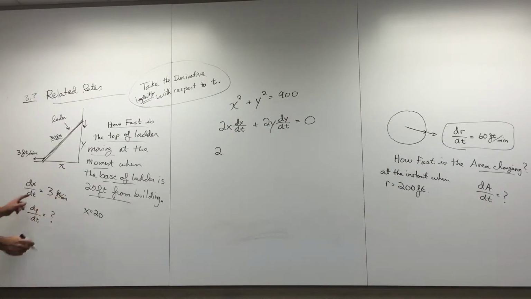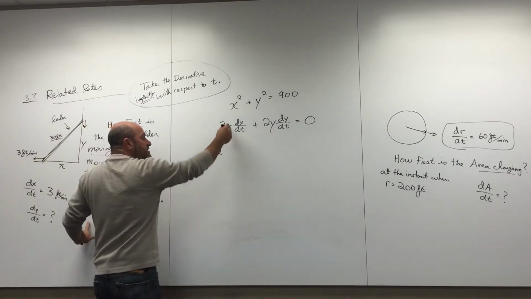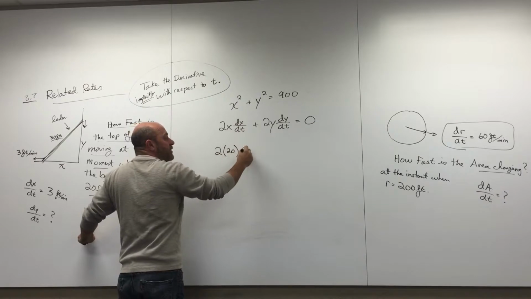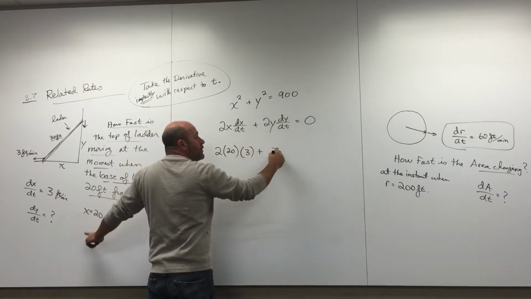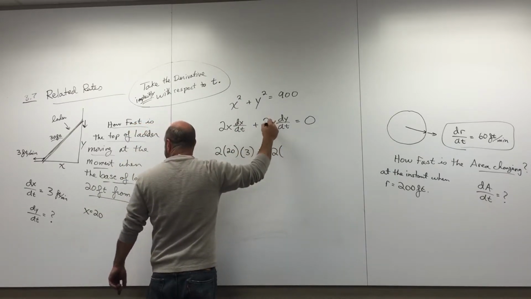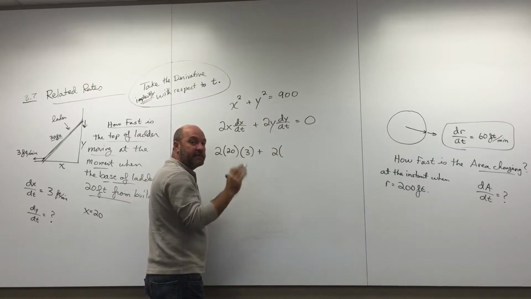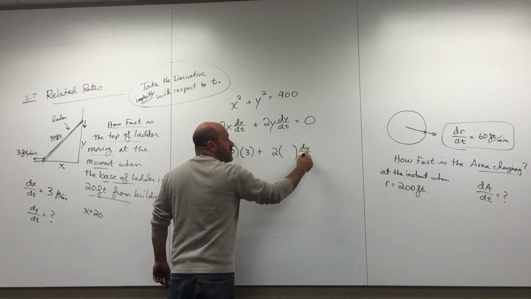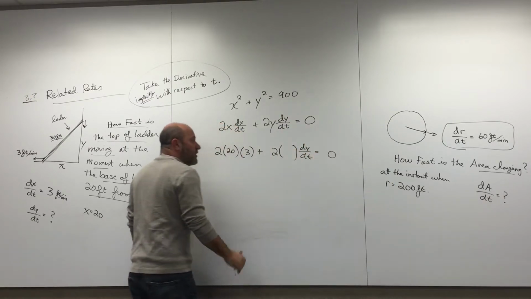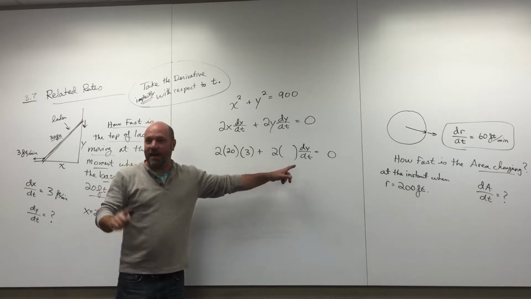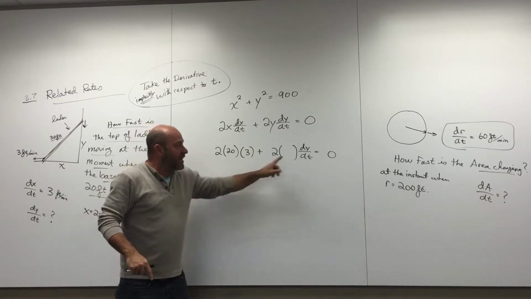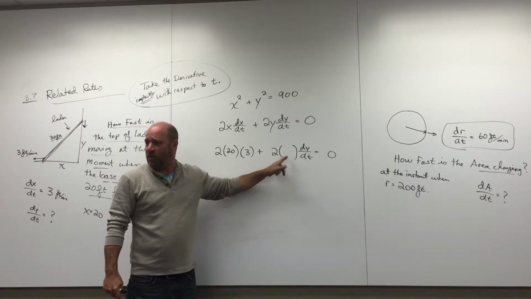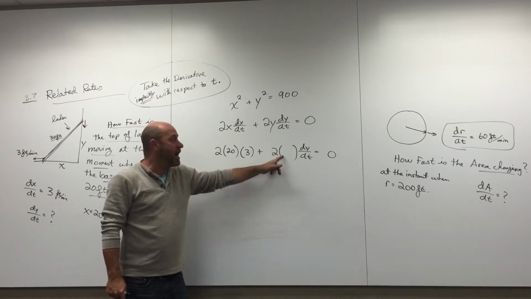If I start filling this in, there's a 2. What's my x? 20. What's dx dt? 3. There's a 2. What's y? I don't know y. Hang on a minute. And what am I looking for? I'm looking for dy dt. So that's not good. Now I treat this dy dt as my one unknown, and I wish I could solve for it. I can't solve for it if I don't know y. I need to know this y.